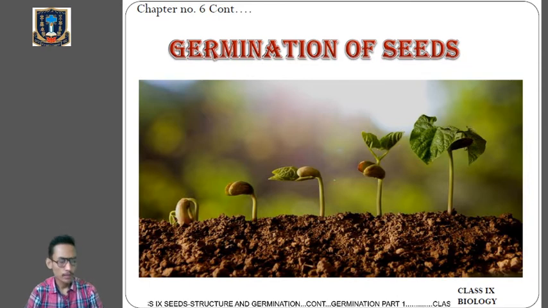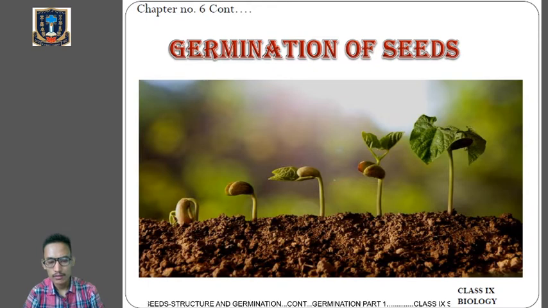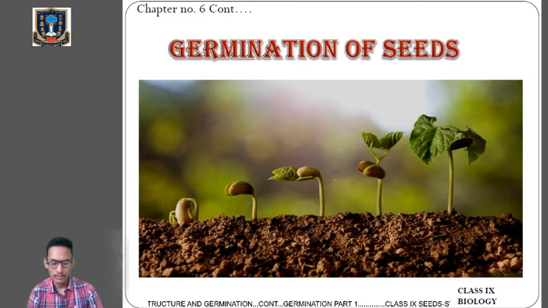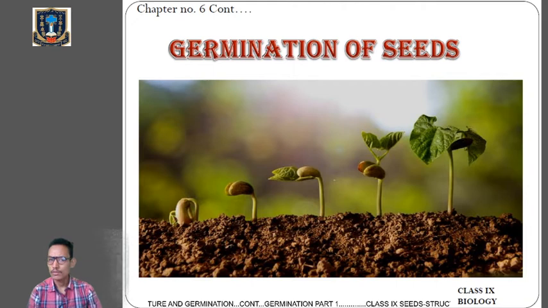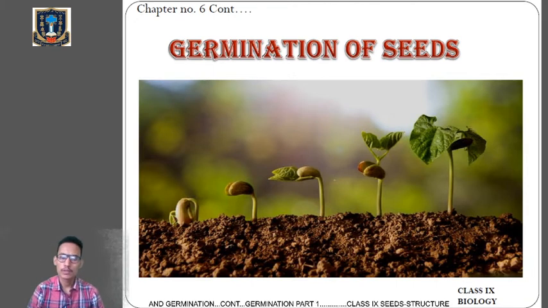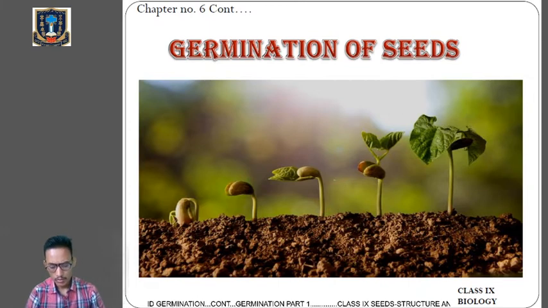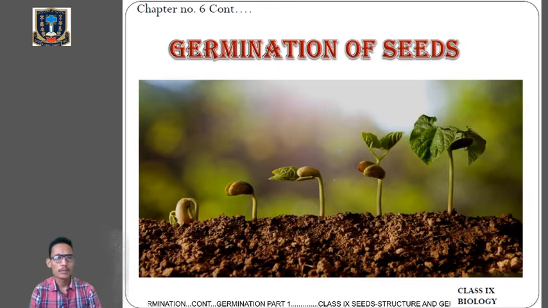We are dealing with chapter number 6, seeds, structure and germination. In the last class we mainly talked about seeds. We discussed monocot seeds and dicot seeds, and the structure of the bean seed and the maize grain. Today we will talk about germination. Clear? Before going into germination, all of you have seen the gram seed, am I right?